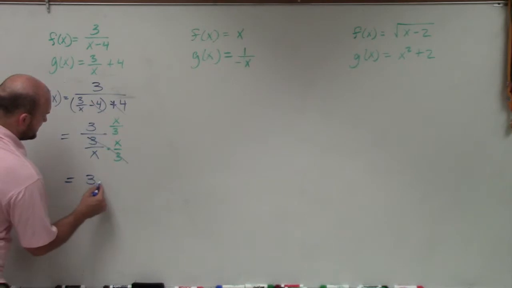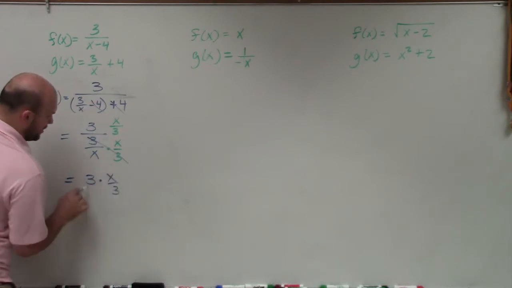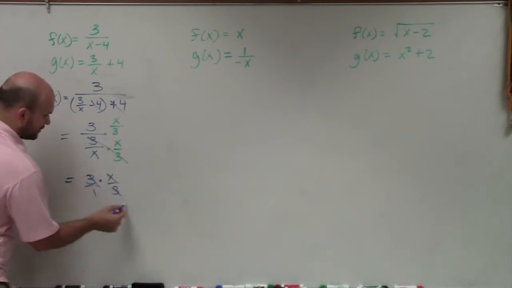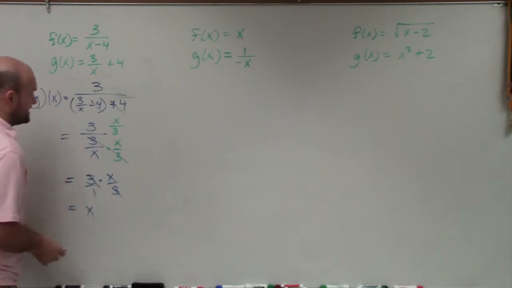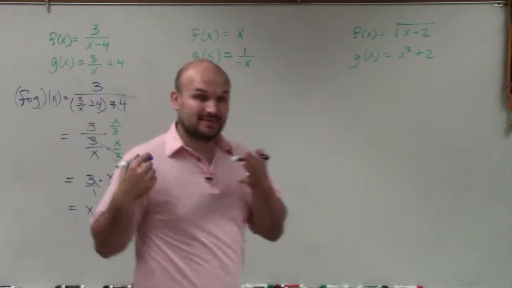So let's look at that. 3 times x over 3. Well, really 3 is 3 over 1. The 3s divide to 1, and we're just left with x. So there you go, ladies and gentlemen. Now I show the x.